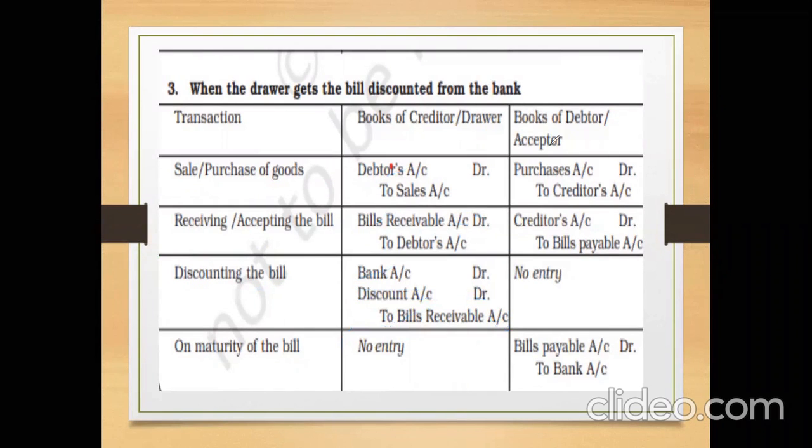In the books of drawee or acceptor, on purchase, the journal entry is purchase account debited to creditors. Creditors account debited to bills payable on the acceptance of bill. Again, this person is not aware about the discounting process, so there is no journal entry here. In the books of drawee or acceptor, he will meet the bills payable on the maturity date, so bills payable account debited to bank account. So these are the journal entries in the case when the drawer gets the bill discounted from the bank.